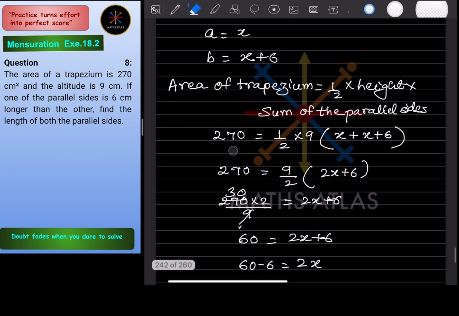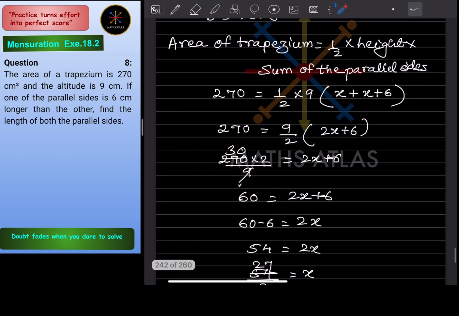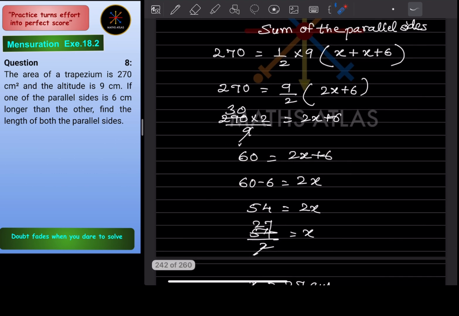So this is going to be 270 equals 9 by 2 into (2x plus 6). The 9 by 2 will go here, so this is going to be 270 into 2 divided by 9, which is 2x plus 6. After simplifying this one, we get 60 is 2x plus 6. So 60 minus 6 is going to be 2x. So 54 is 2x. This is multiplication, so it will get divided.